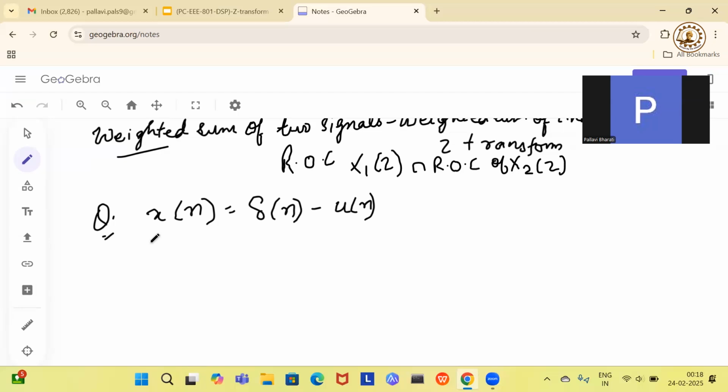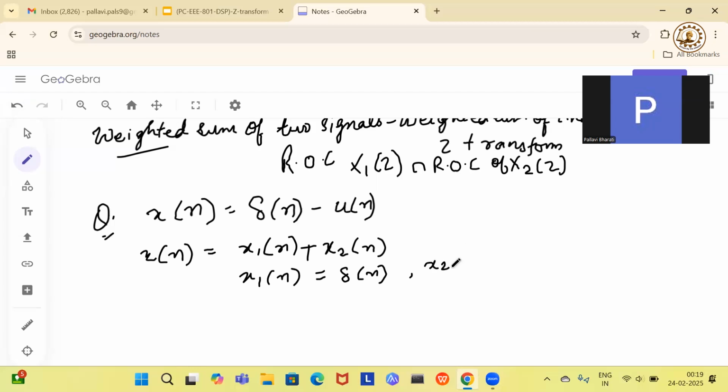So what we can do is, we can think of this x[n] as made up of x1[n] plus x2[n]. Now here your x1[n] is delta[n] and x2[n] is minus u[n]. So basically, you are adding delta[n] plus minus of u[n].